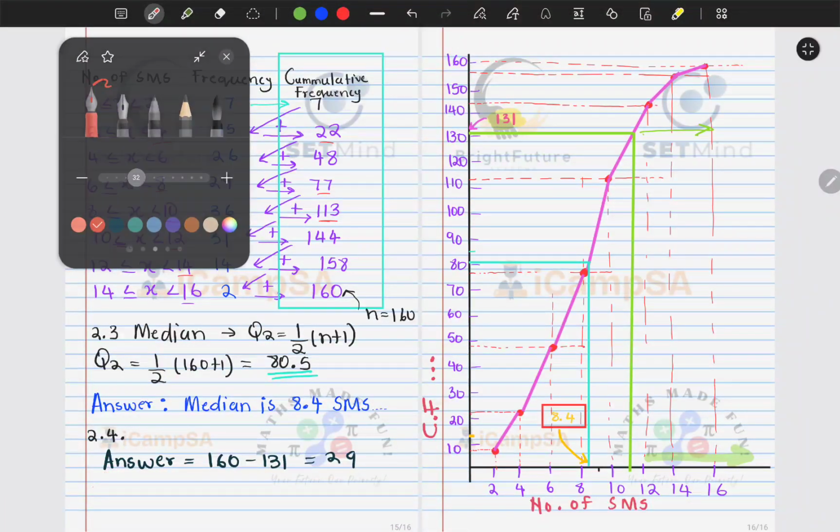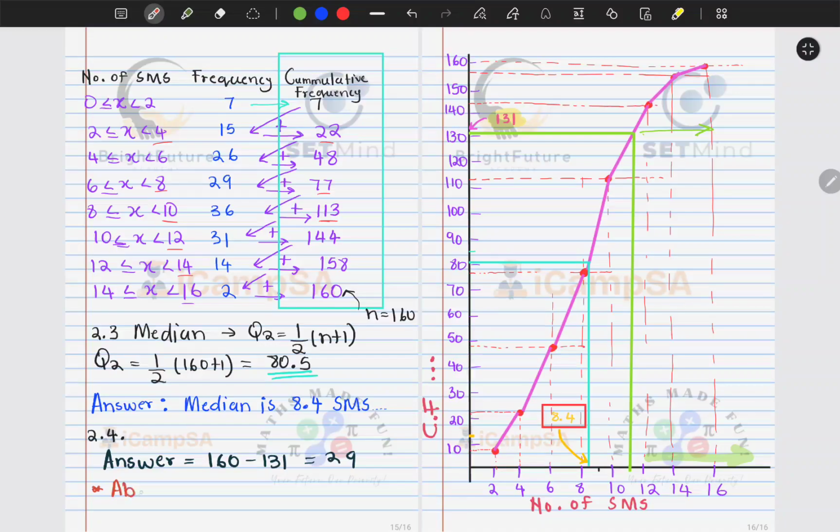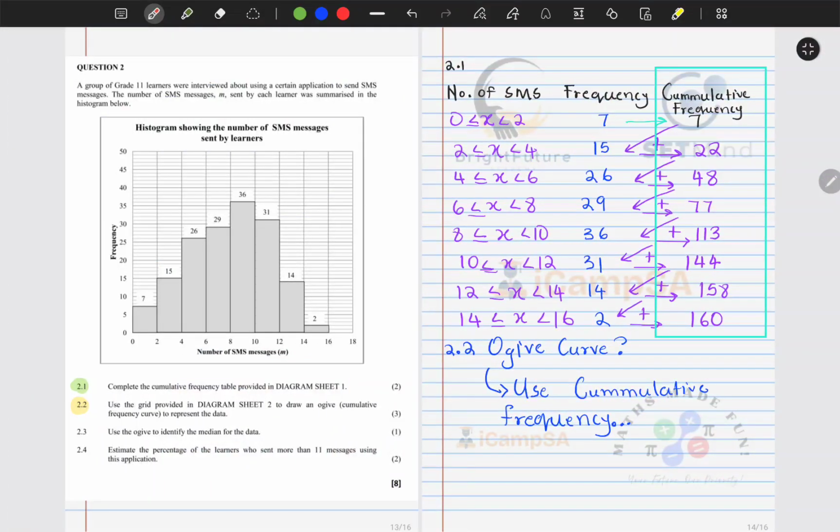So we can therefore make our remark, which is that about 29 learners sent 11 or more SMSs. Okay, so that is what I think. Give it a shot, guys, and you can share what you also think. Okay, so this is what we were expected to do. I hope it does make sense. Cheers.